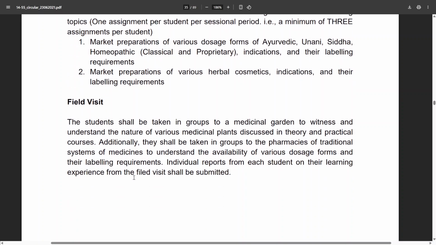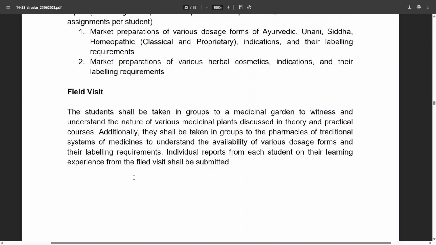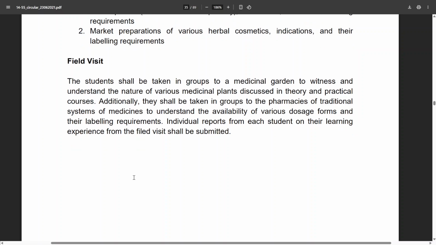Field visits. The students shall be taken in groups to a medicinal garden to witness and understand the nature of various medicinal plants, and discuss the theory and practical courses. Additionally, they shall be taken in groups to the pharmacies and traditional systems of medicine to understand the availability of various dosage forms and their labeling requirements. An individual report from each student on their learning experience from the field visit shall be submitted.